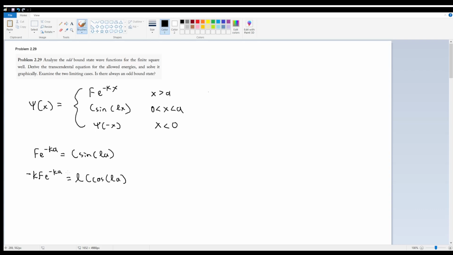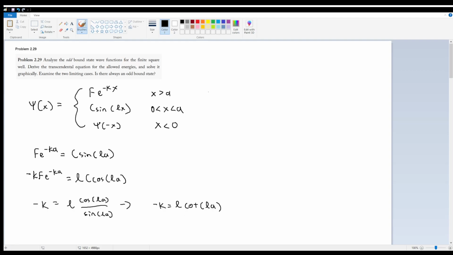And at this point, to get the transcendental equation, we do the exact same thing as we did before, where we divide the bottom one by the top one. This is going to give us negative k, and then the F e to the negative ka cancels. And over here the C's cancel, so L cosine la over sine of la. Condensing this gives us negative k equals L cotangent of la.